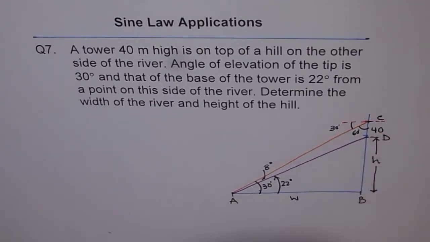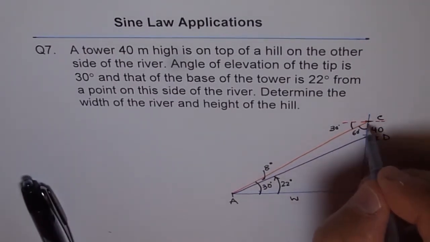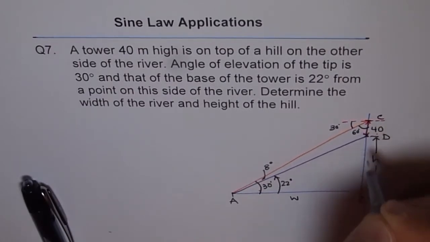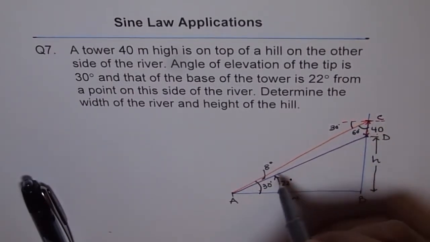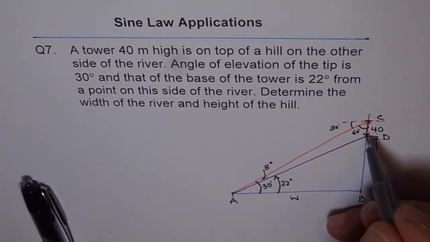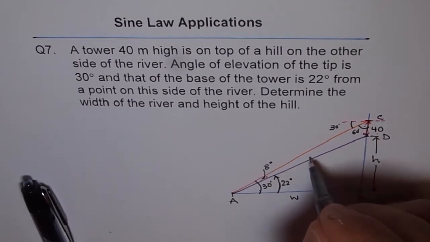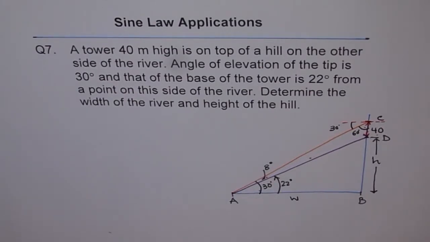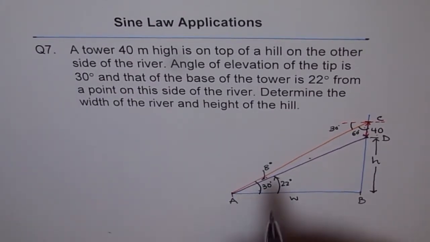Now here we know the height of the tower, and that is 40 for us. We know 40 and an angle opposite to it, so we can use sine law. And we know this angle, so we can find that side, correct? So let's find AD from here. That's how you analyze the situation, right?